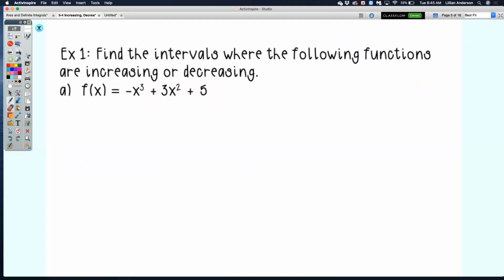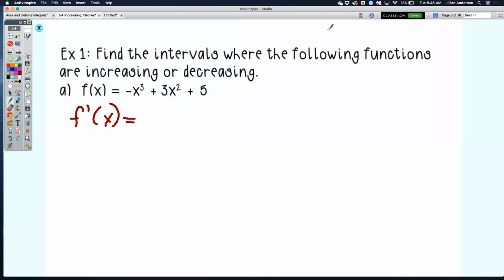So we're going to find intervals where the following functions are increasing or decreasing. Okay? So again, in order to do this, we need the derivative. We need the derivative of negative x to the third plus 3x squared plus 5. Find the derivative of negative x cubed plus 3x squared plus 5.